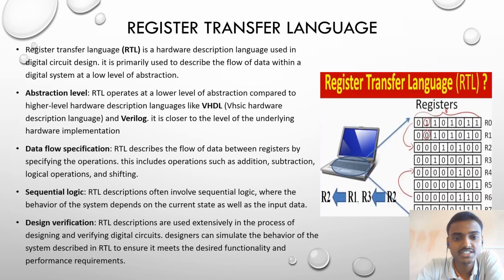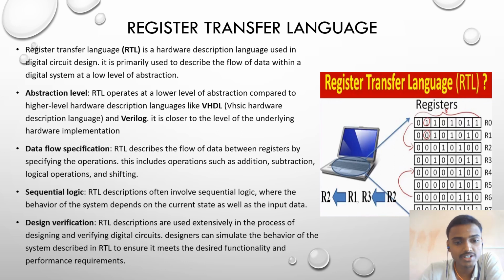Let us see the register transfer language. Register transfer language is a description or the language used in digital circuit design. It is primarily used to describe the flow of data within the digital system at a low level of abstraction. It includes mainly four types of elements. First includes parentheses, letters, arrow marks, and comma. Let us see them one by one, or let us see the level of abstraction.